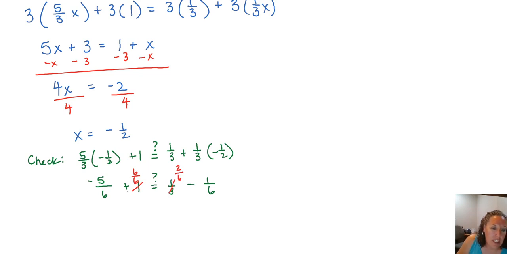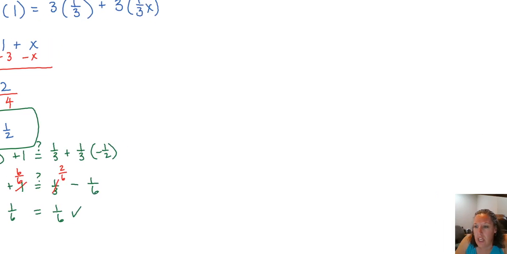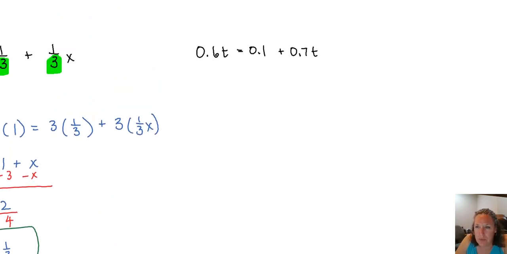So negative 5/6 plus 6/6 is equal to 1/6. And we want to see if that's the same as our right-hand side. 2/6 minus 1/6 is also equal to 1/6. So we get a true statement. So that means x equals negative 1/2 is our solution. Now let's look at another example.